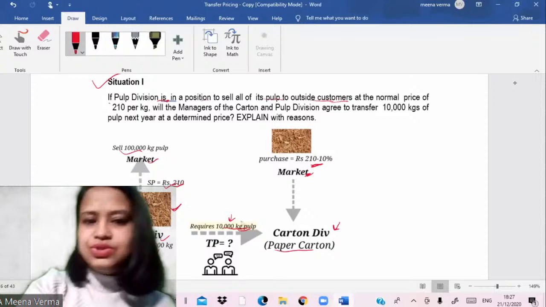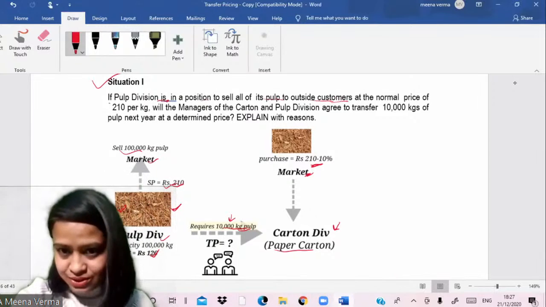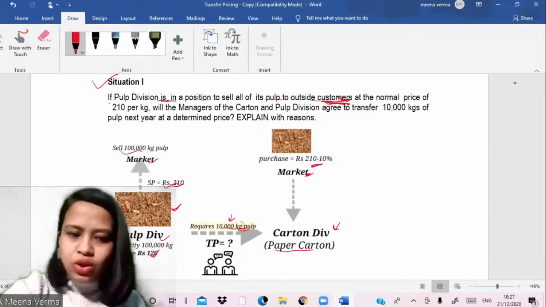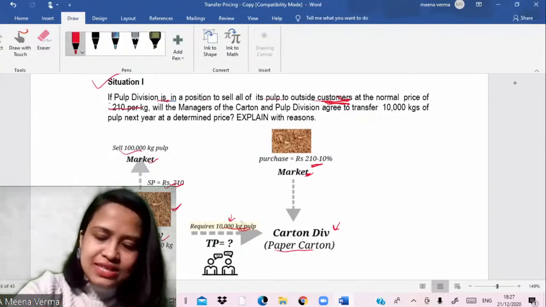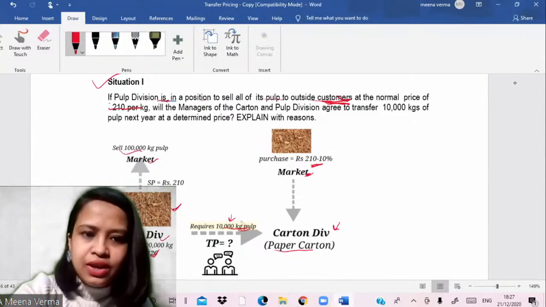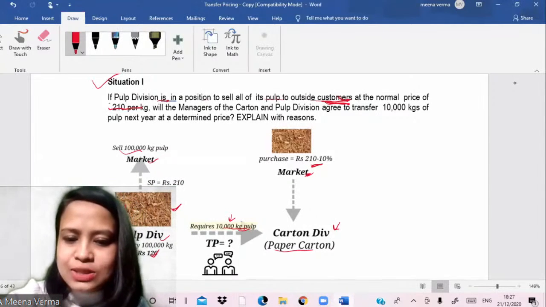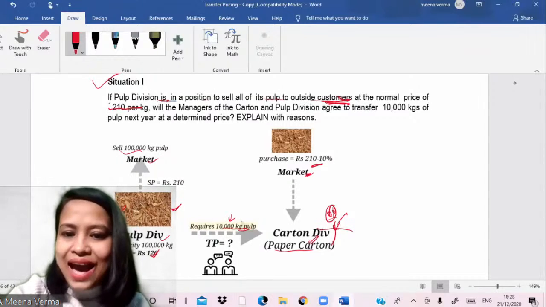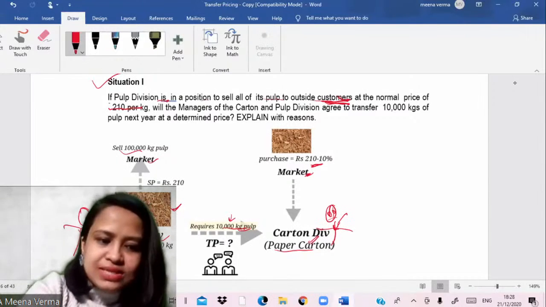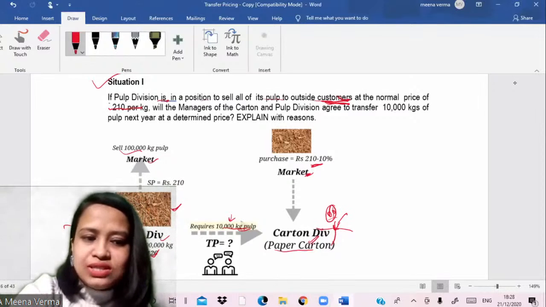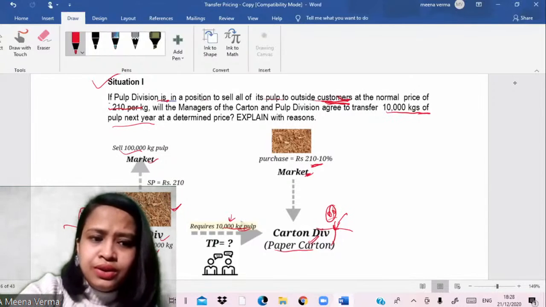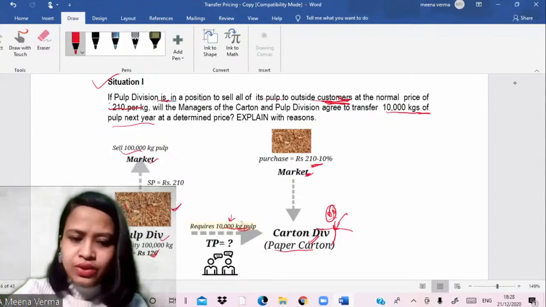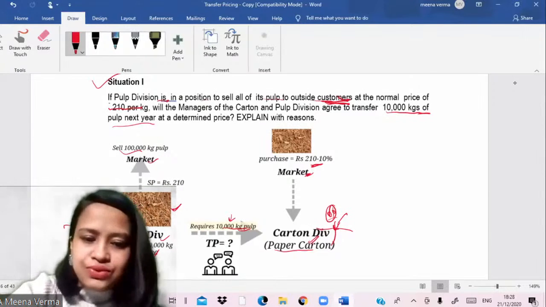If the pulp division is in a position to sell all its pulp to outside customers, they have the option to sell all 1 lakh units to outside customers at the normal price of rupees 210. It is given here. Will the managers of the carton and pulp divisions, these two managers, agree to transfer 10,000 kg of pulp paper next year?